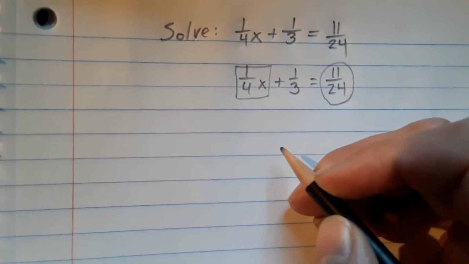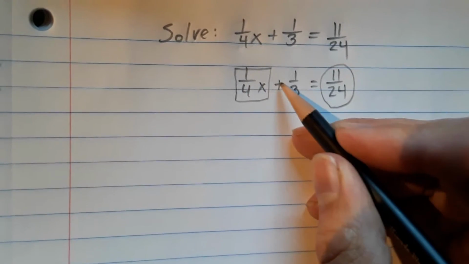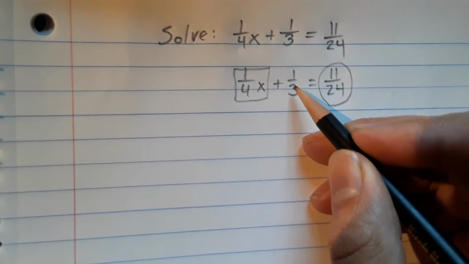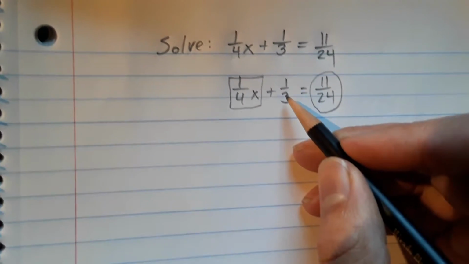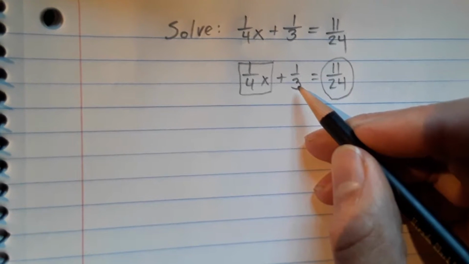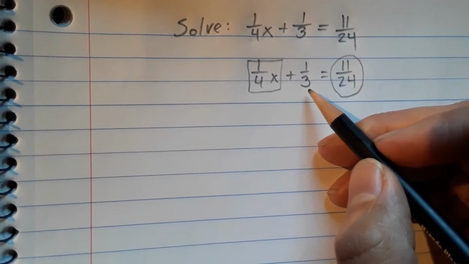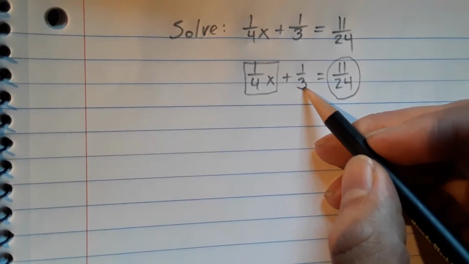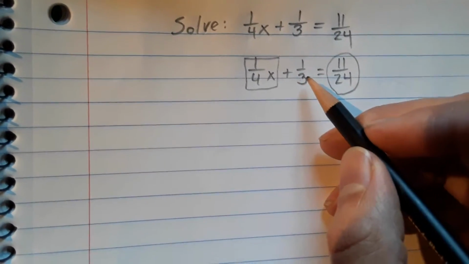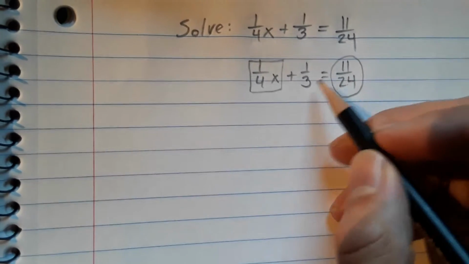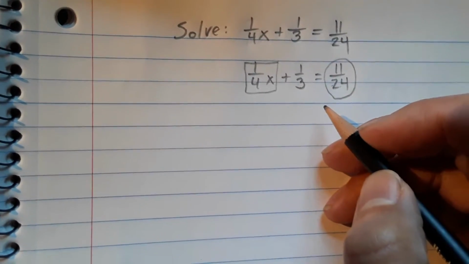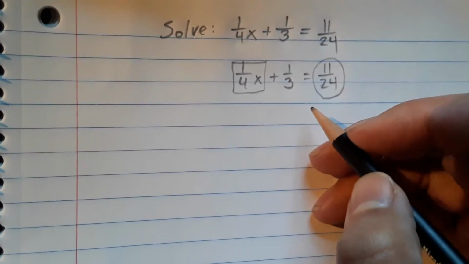So what we really want to do is get rid of this constant here, this 1/3. What would we use to do that? Our A.Inv step. But we run into a problem, because if we want to take the additive inverse of 1/3 and add that to both sides here, we don't have a common denominator yet between these two fractions. So before we can do A.Inv, we're going to have to do FCD.